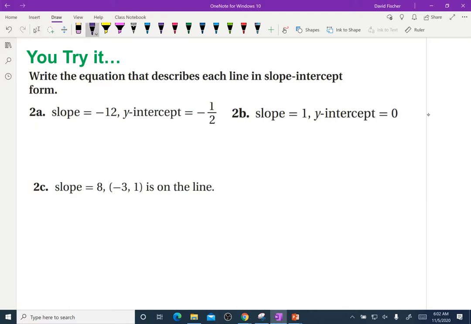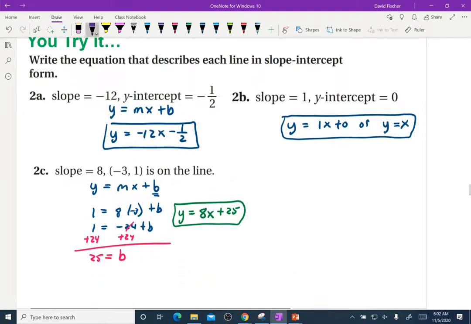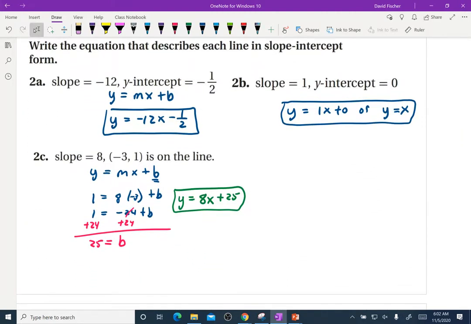Again, on number 2C, you're going to have some math to do. Okay. All right. Let's see how you did. I got y equals negative 12x minus 1/2. You could have said minus 0.5. That would be okay. Over on 2b, they said the slope was 1x.